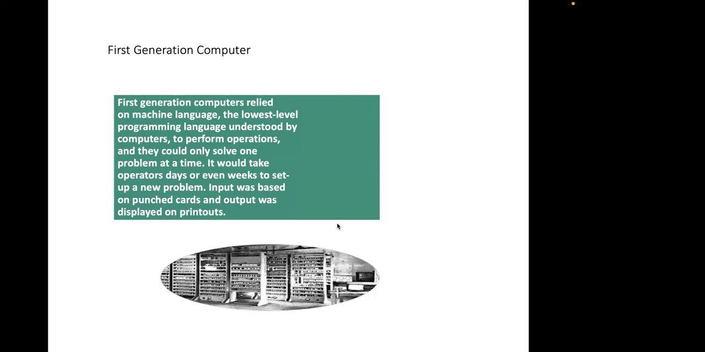As is shown in this picture, first generation computers relied on machine language, the lowest level programming language understood by a computer to perform operations, and they could only solve one problem at a time. It takes operators days or even weeks to set up a new problem. Input was based on punch cards and output was displayed. So this was a huge structure and required four big halls where this computer was basically installed.